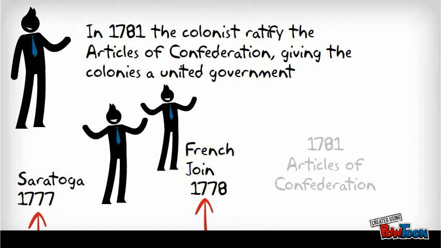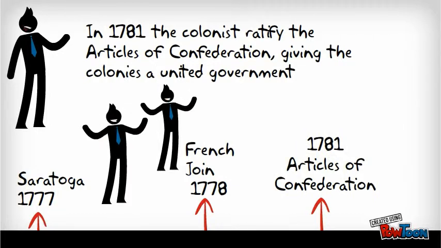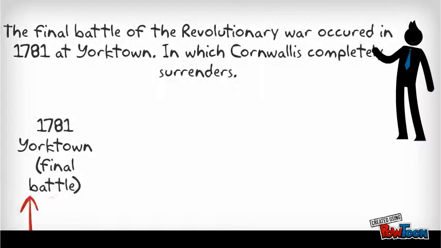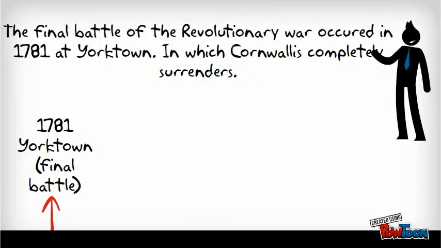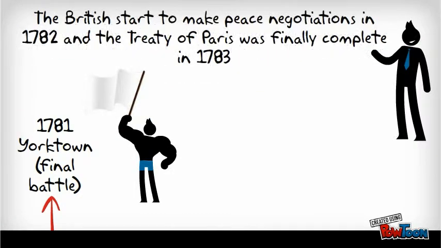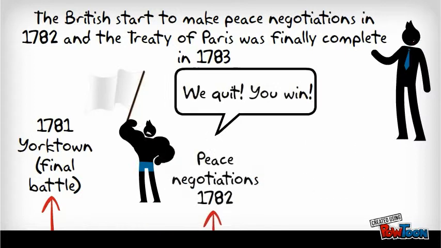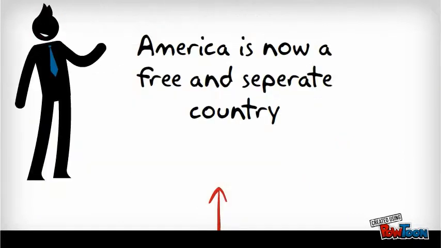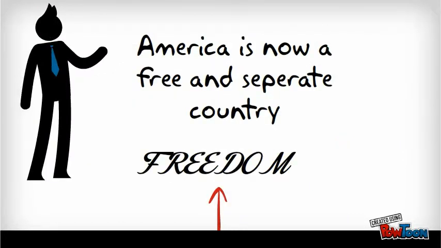In 1781, the colonists ratified the Articles of Confederation, giving them a united government. The final battle of the Revolutionary War occurred in 1781 at Yorktown, in which Cornwallis completely surrenders. The British start to make peace negotiations in 1782, and the Treaty of Paris was finally complete in 1783. America is now a free and separate country. The end.